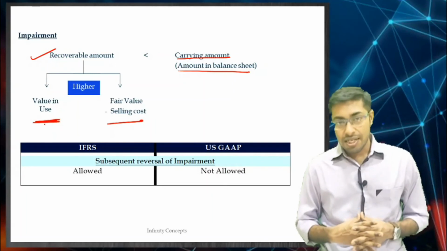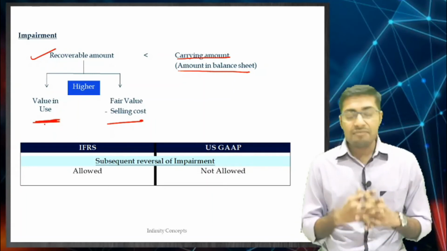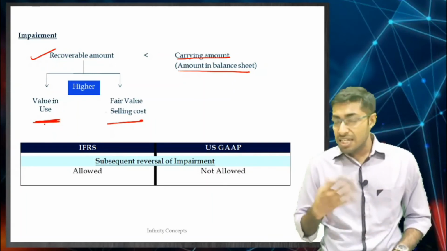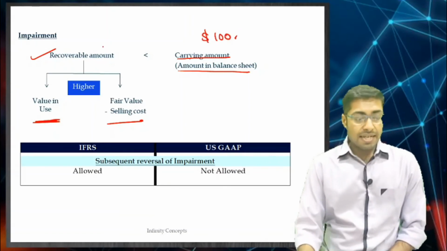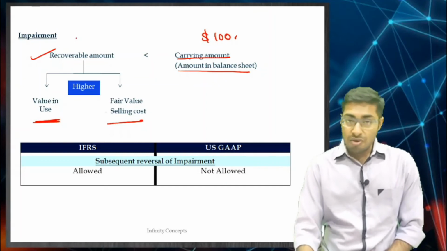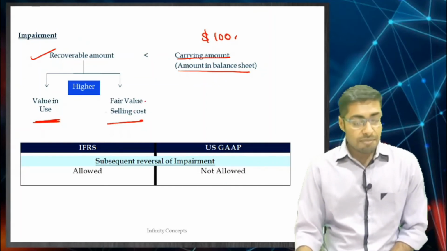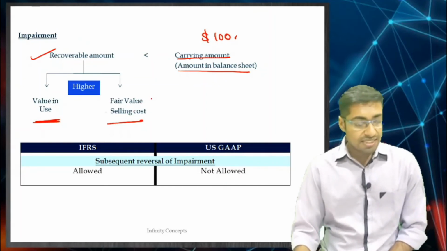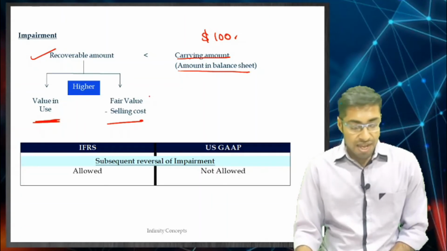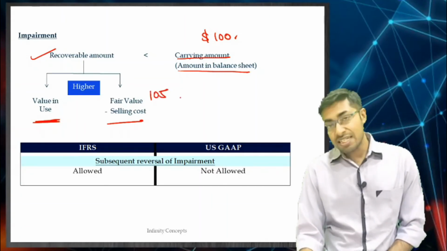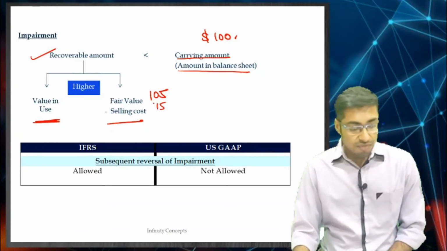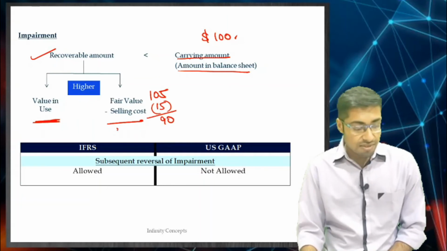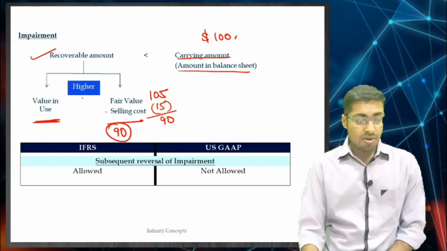or what is the profits that you are going to make. So if, for example, the carrying value of the asset in the balance sheet is $100, and the recoverable amount is something. What will be the recoverable amount? Say the fair value of the asset is $105, you can sell the asset for $105, but you will also be having a cost of 15 on it. So $90 is the fair value minus selling cost.